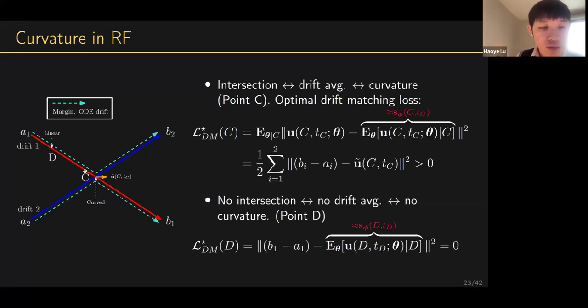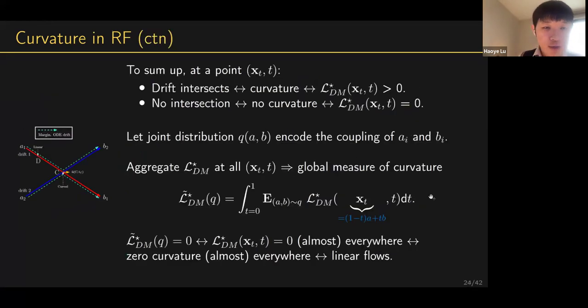In contrast, if there's no intersection, for example, at point D, then there's no drift average happening. Then we don't have curvature, and we can show that the drift matching loss will reach 0 in the optimal case. Therefore, to sum up, if we have curvature, then the drift matching loss at this point will be greater than 0. And if we have no curvature at this point, then the drift matching term will be 0.